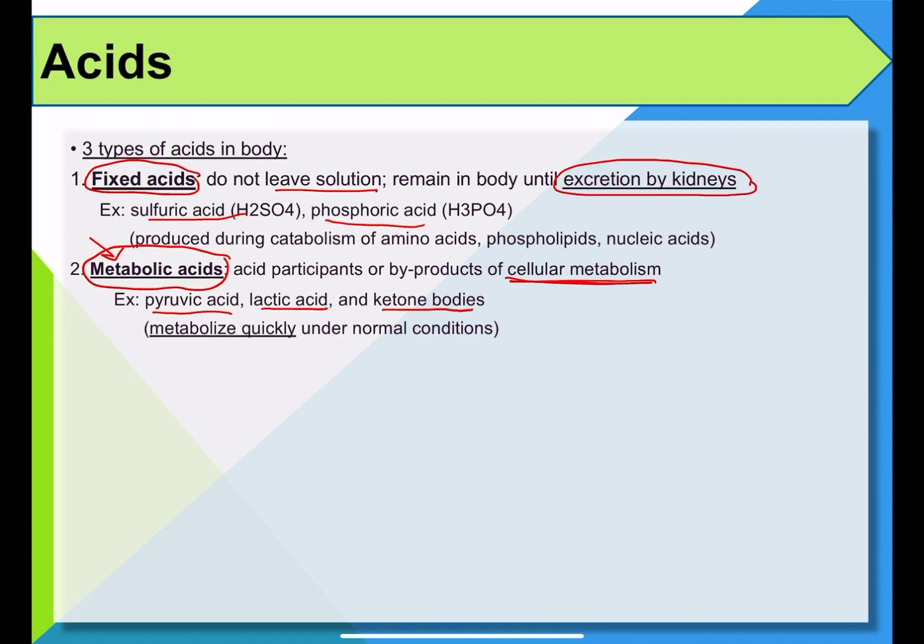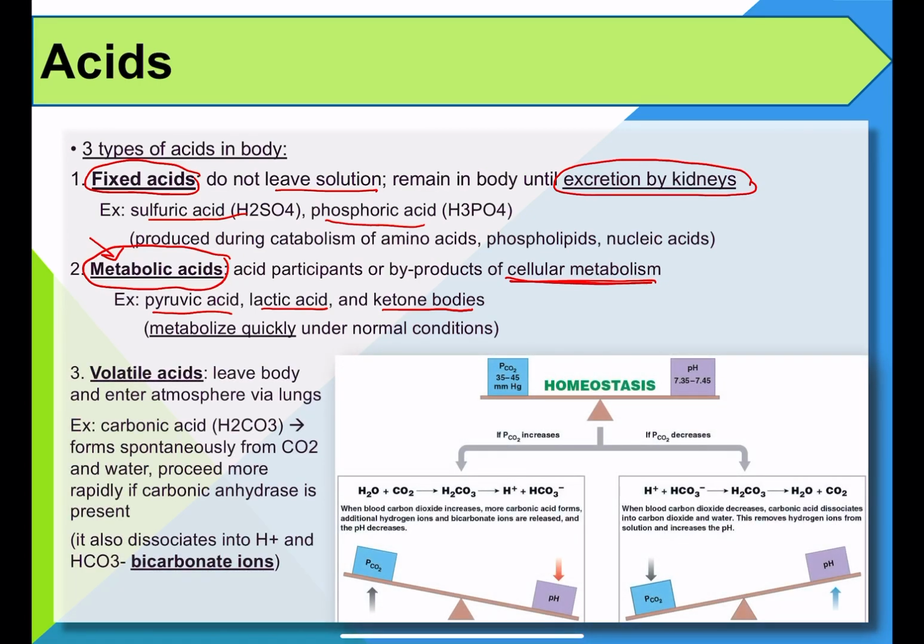All right. The third type of acid is volatile acids. Okay, volatile acids are those that can leave the body and enter the atmosphere via your lungs. Okay, so this is what volatile means. Volatile means that it can become a gas. So these are acids that can become a gas and hence can leave the body just by us breathing out. Okay, so we talked a lot about this back in the respiratory system chapter.